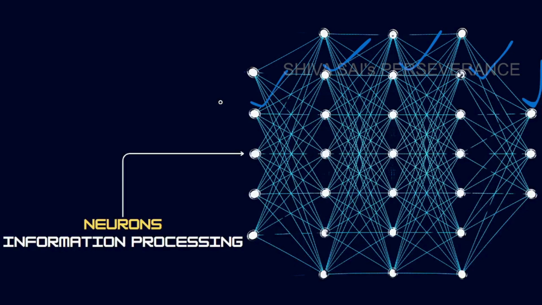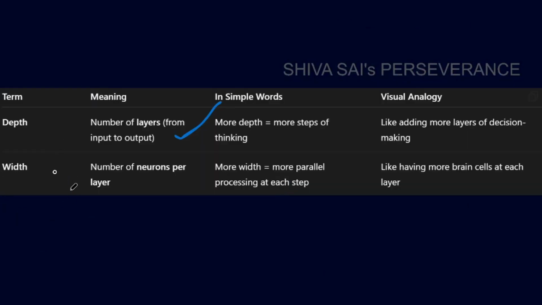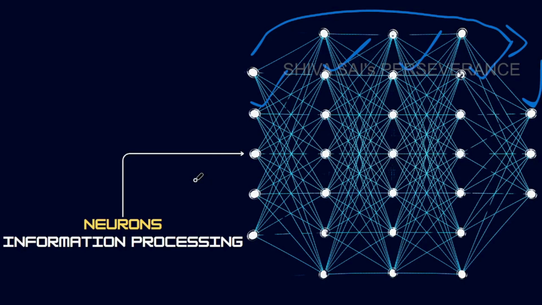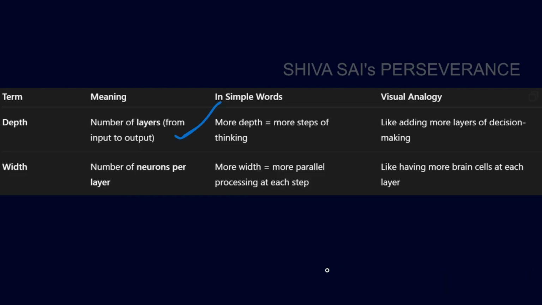So for example, here if you see, this is the depth. We have actually 5 layers, so the depth will be 5 here. And now width, the number of neurons per layer. If you see this particular hidden layer, the number of neurons here is 1, 2, 3, 4, 5, 6 and 7. So the width will be 7 in count.